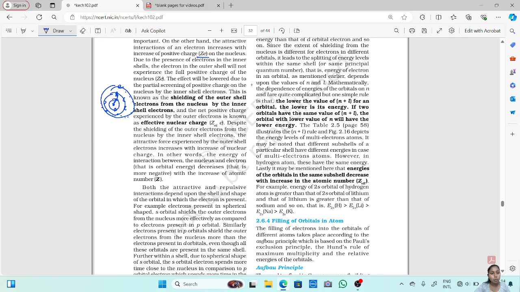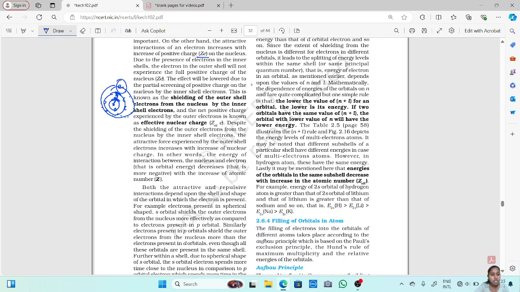So the effect will be lower due to the partial screening of the positive charge of the nucleus by the inner shell electrons. The reason is that the attractive effect on this electron is lowered because there is a shielding. Shielding means these electrons are covering the nucleus. It is because of the partial screening effect. These electrons are screening the nucleus, hiding the nucleus from this electron. So the effect of positively charged attraction for this electron is lowered.